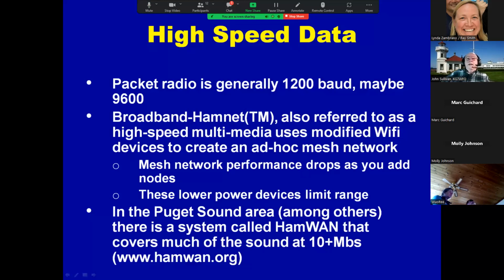Let's talk about broadband HamNet. It's a high-speed multimedia use of modified Wi-Fi devices to create a mesh network, a network that links radios together. In the Puget Sound area, we have one called HamWAN. It operates on 5 point something gigahertz ham band frequencies for high-speed data.